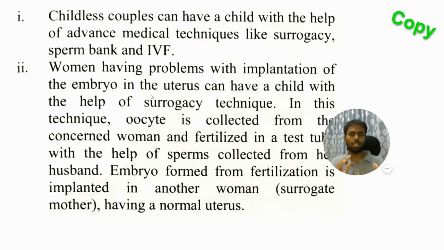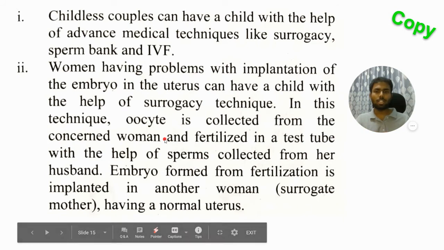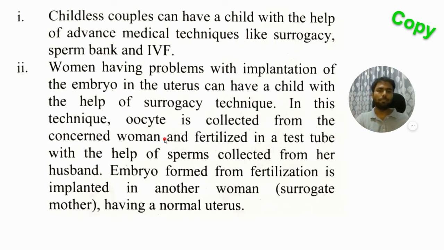How do you make a point? If I were writing this answer, I would divide the second point into at least 2 or 3 points, just so that it looks very easy to read. So first point, it's an introduction point. Okay, childless couples can have a child with the help of advanced medical techniques like surrogacy, sperm bank and IVF.